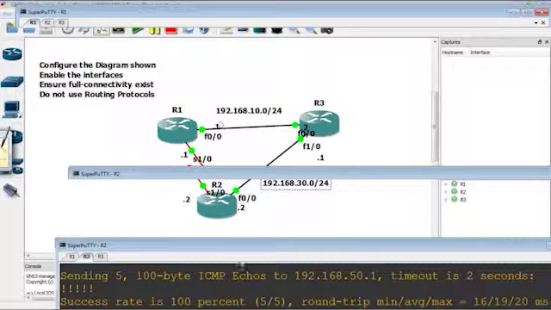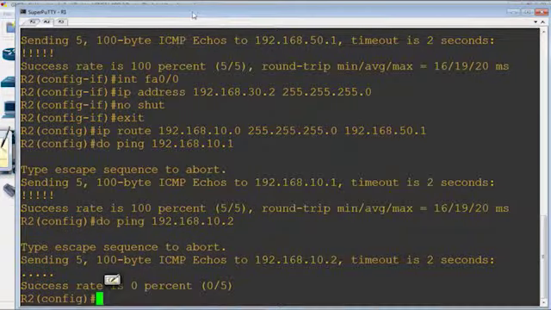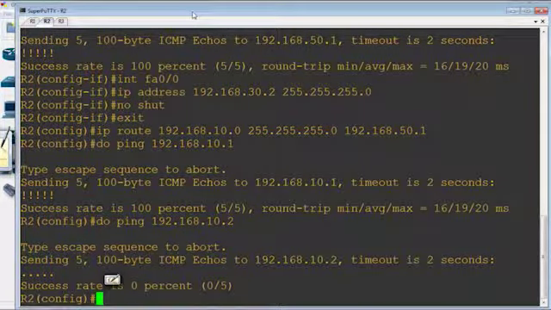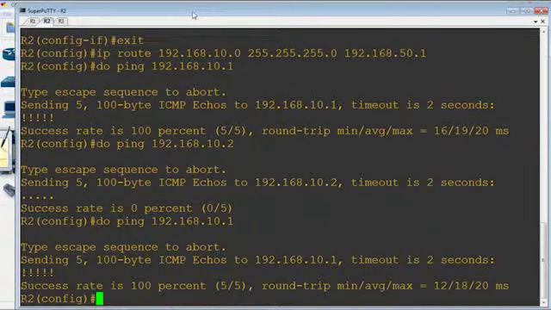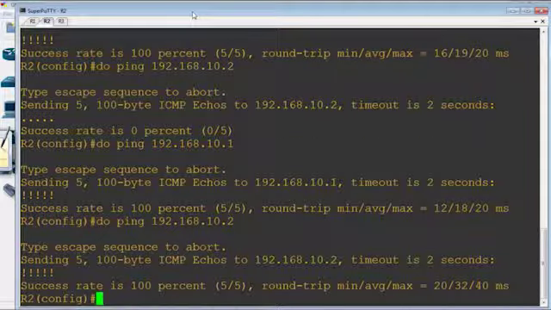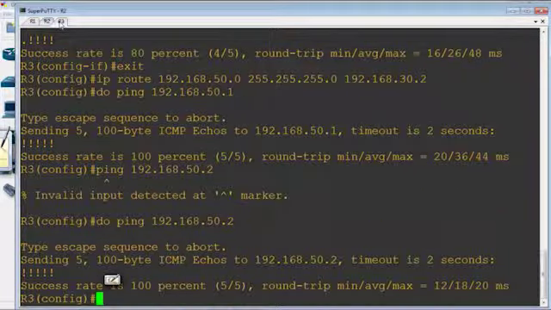Router 2, same thing. Should be able to ping 10.1 and 10.2. So I'm going to ping 192.168.10.1. Hit my up arrow, 10.2. Success, success. And since we've seen those two routers, then the third works for sure. So that's pretty much it.